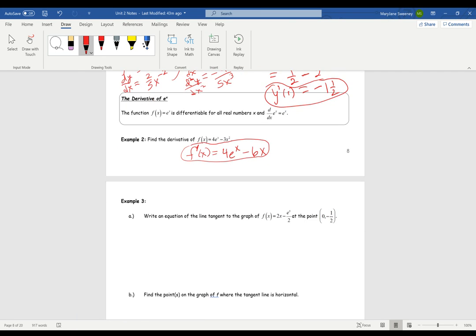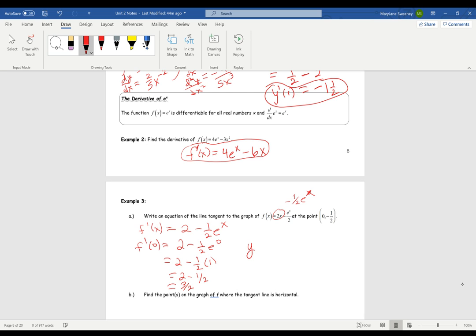Okay, it says write the equation of the tangent line to the graph at the point. So f prime of x equals derivative of 2x is 2, minus 1/2 e to the x, which the derivative of e to the x is e to the x. Evaluate that at 0. E to the 0 is 1. So this is 2 minus 1/2, which is 3/2, or 1 1/2.